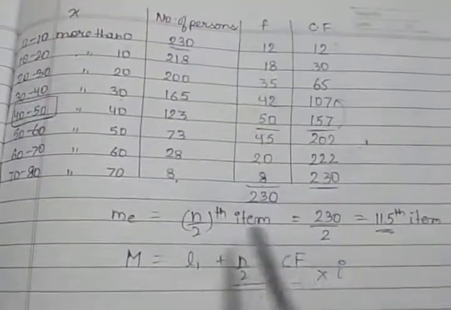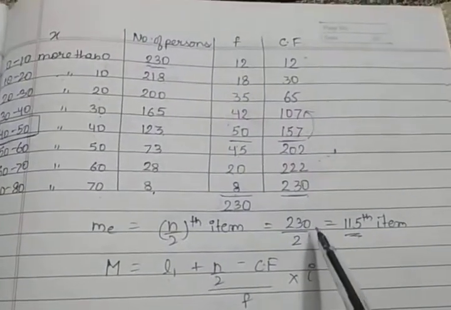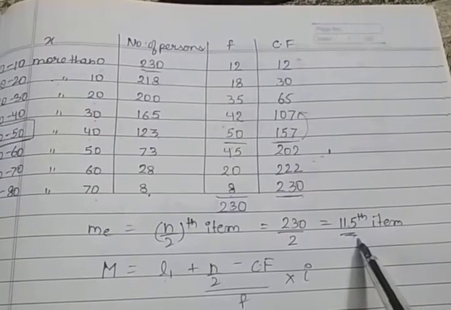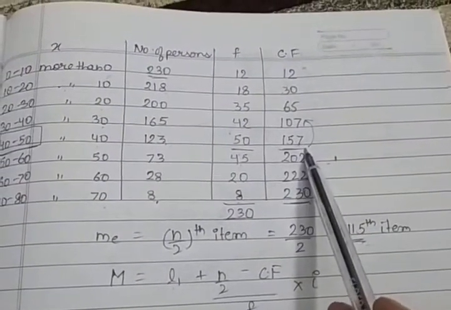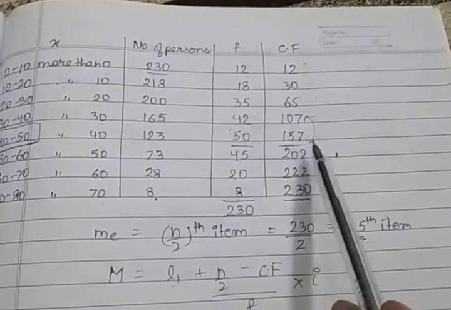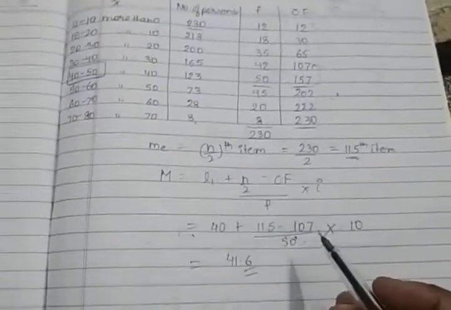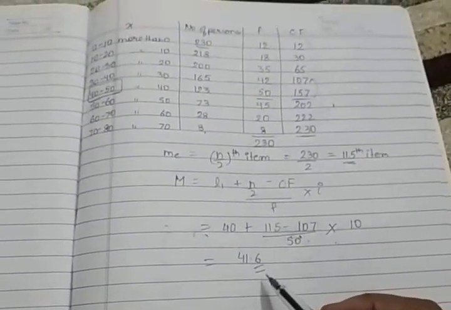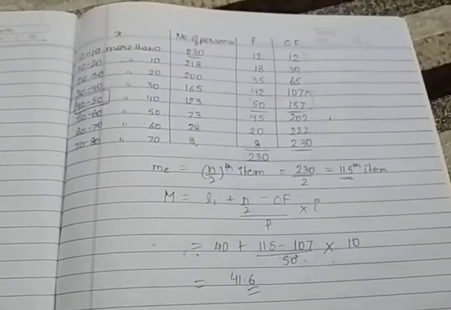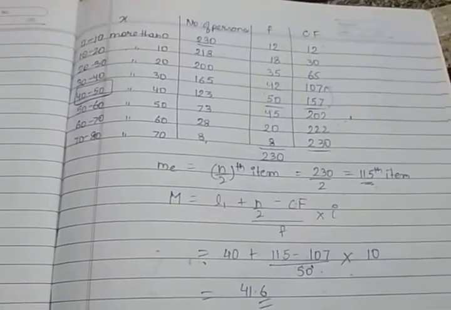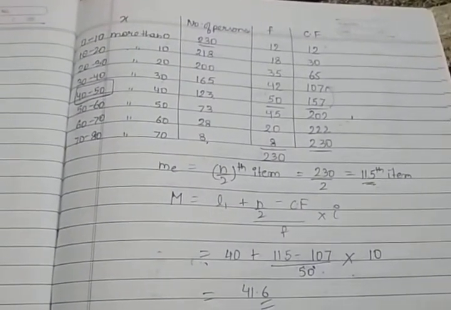Next step, n upon 2 item, that means frequency total divided by 2. That means whatever the item you have got, you have to search it in the CF, either equivalent or greater than, then that will be your median class. So after putting the values in the formula, we got 41.6 answer. So these all are your special cases in the median. Tomorrow we will do the missing frequencies in the median.